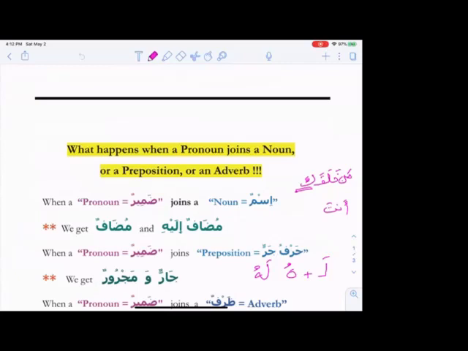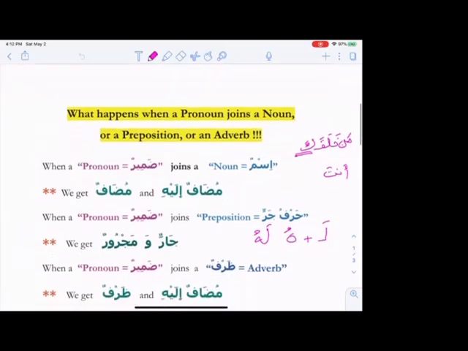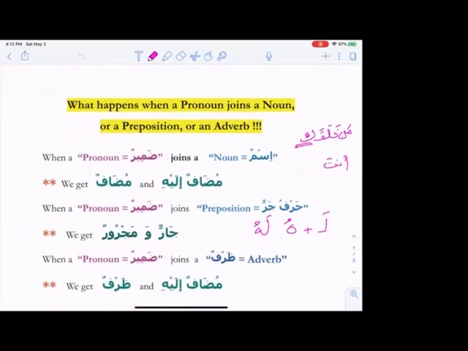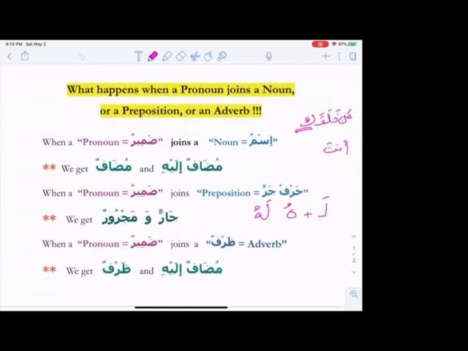What happens when a pronoun joins a noun? A pronoun, okay, my brother and sister, joins a noun or preposition or an adverb. What happens to it? If you memorize this song with me and sing whenever I sing, inshallah, you will get very strong. When a pronoun, damir, joins a noun, ism, we get mudaf, mudaf ilayhi, meaning the combination becomes mudaf and mudaf ilayhi.